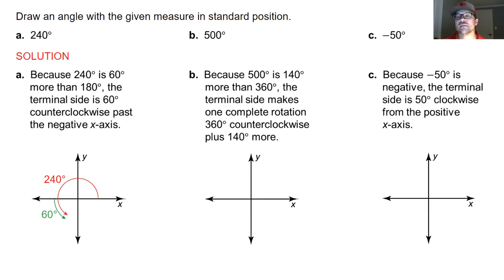You can also have negative degree measurements. So because negative 50 is in the negative position, the terminal side is going to be 50 degrees past in the opposite direction from that x-axis. So you're going to go down from your initial side 50 degrees.